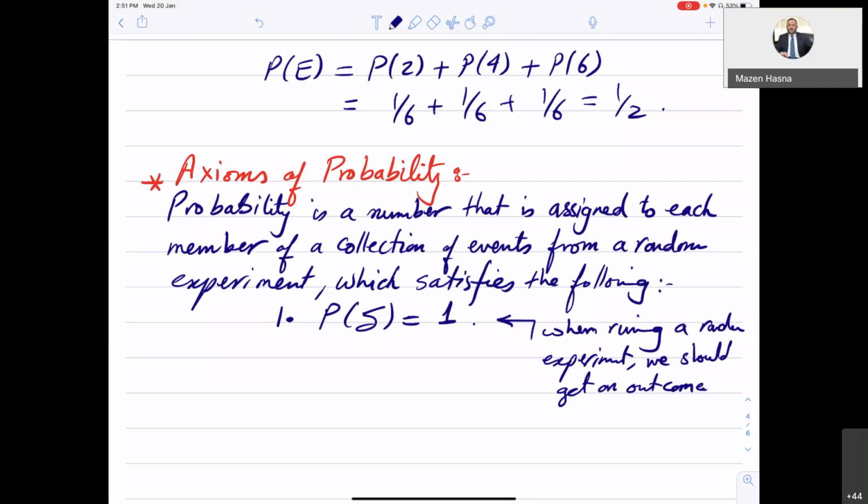Rule number 2, very important rule, which is the probability of any event should be between 0 and 1. And this is really, really important rule. And every time I teach this course, I warn students, when you are asked to find probabilities in homework, in an exam, in wherever, you should not get a number larger than 1, and you should not get a negative number.